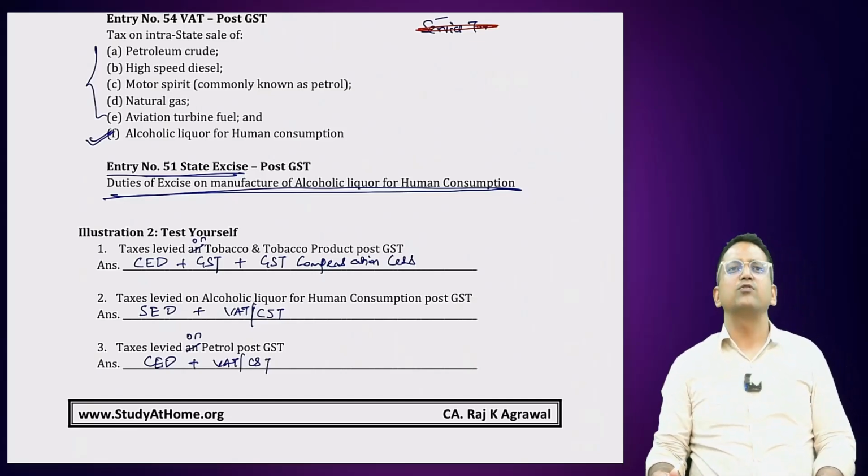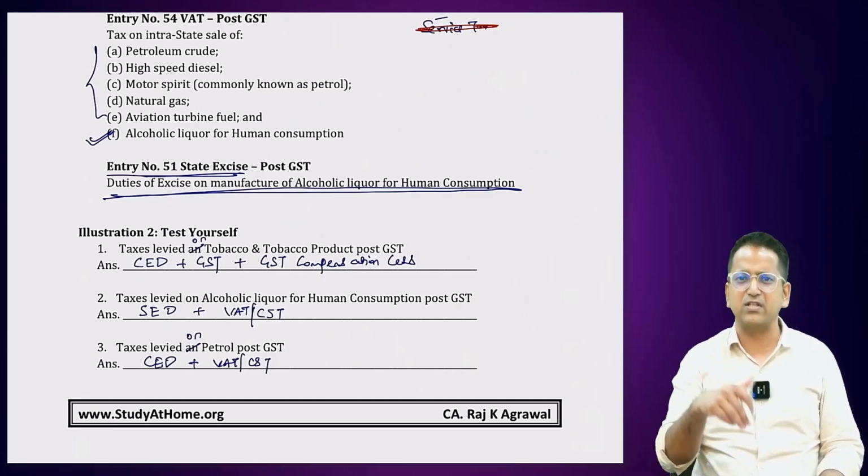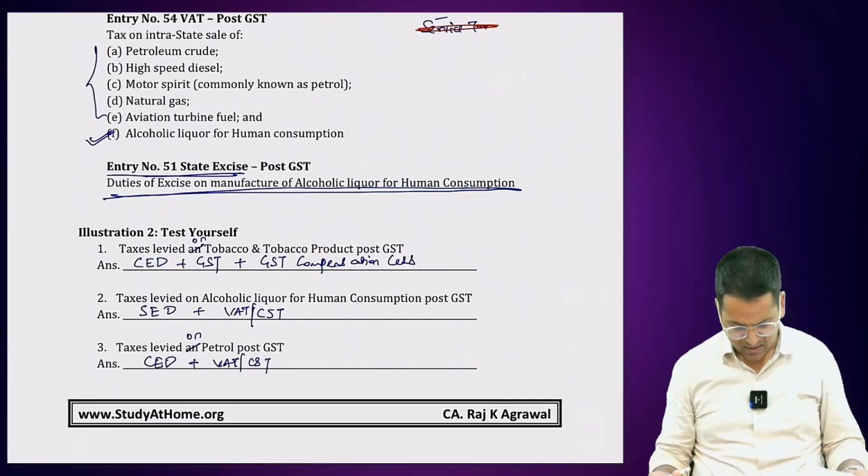Why do we say VAT or CST? When a sale takes place, see where the sale is happening, within the state or outside the state. Within the state, VAT. Outside the state, CST. Okay.